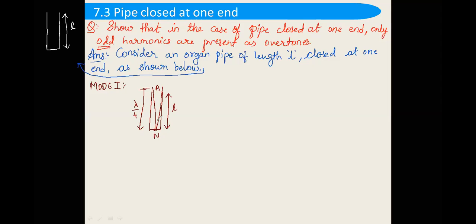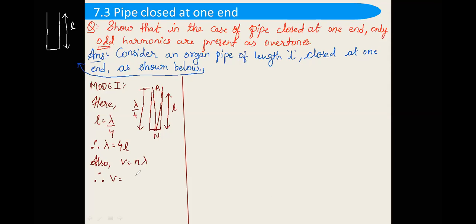There should not be a straight line. There should be free-handed curves. Okay? Wave, sine and cos curves. So here what we are getting is L equal to lambda by 4. So what is the value of lambda then? Lambda equal to 4L. Here also V is equal to n lambda. What is the value of V? Lambda value is 4L, so we'll be getting 4nL.